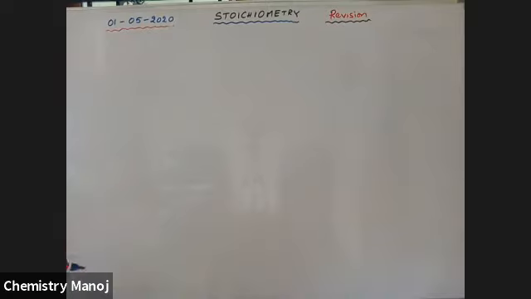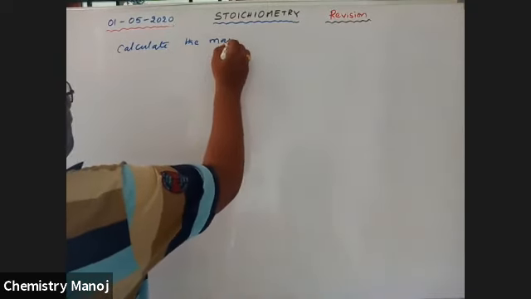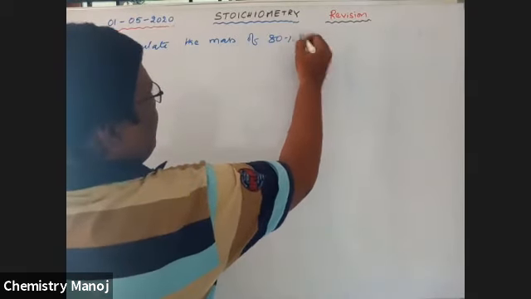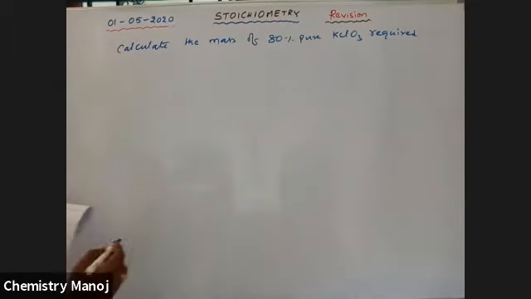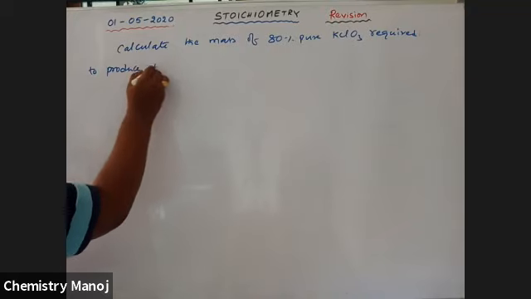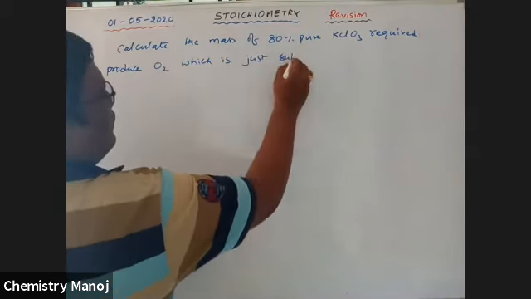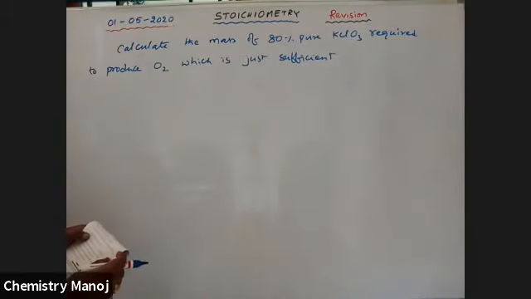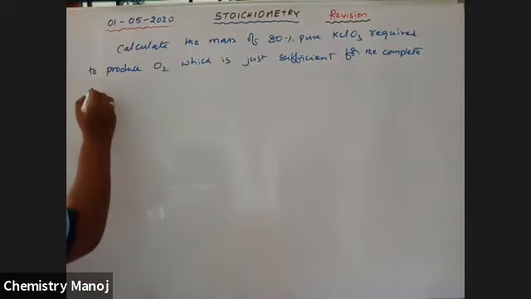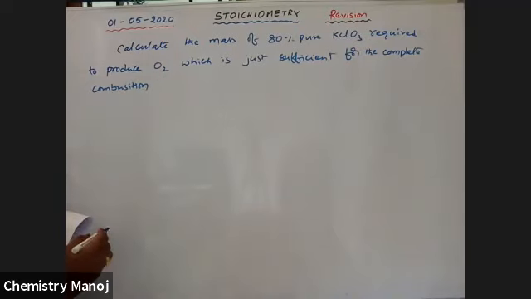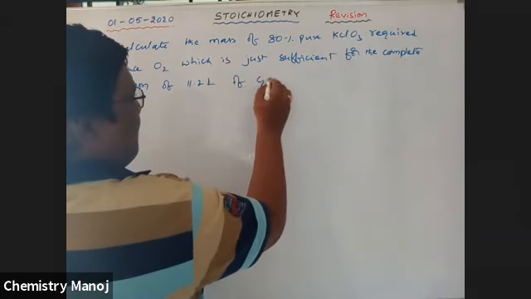Next one. Calculate the mass of 80% pure KClO3 required to produce O2, which is just sufficient for the complete combustion of 11.2 liters of ethane at STP.